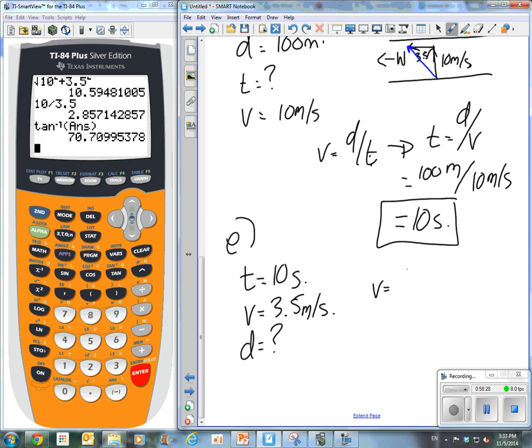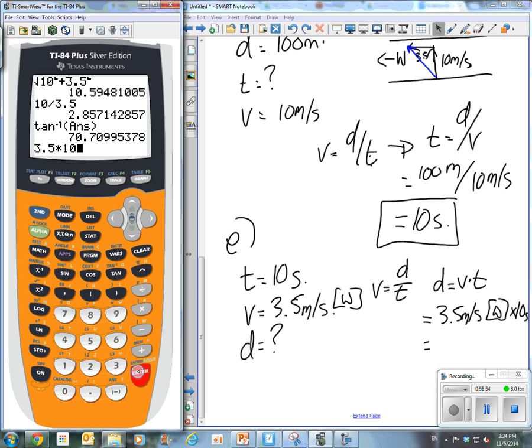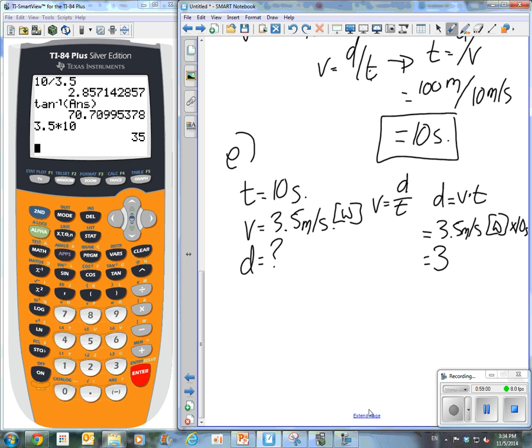So v equals d over t. We are trying to figure out d, so d equals v times t. That is equal to 3.5 meters per second, and that is west, because that's the direction the river is flowing, times the 10 seconds it takes me to cross. Times 10, here we go, 35 meters west of the starting point. 35 meters west of wherever the boat started.